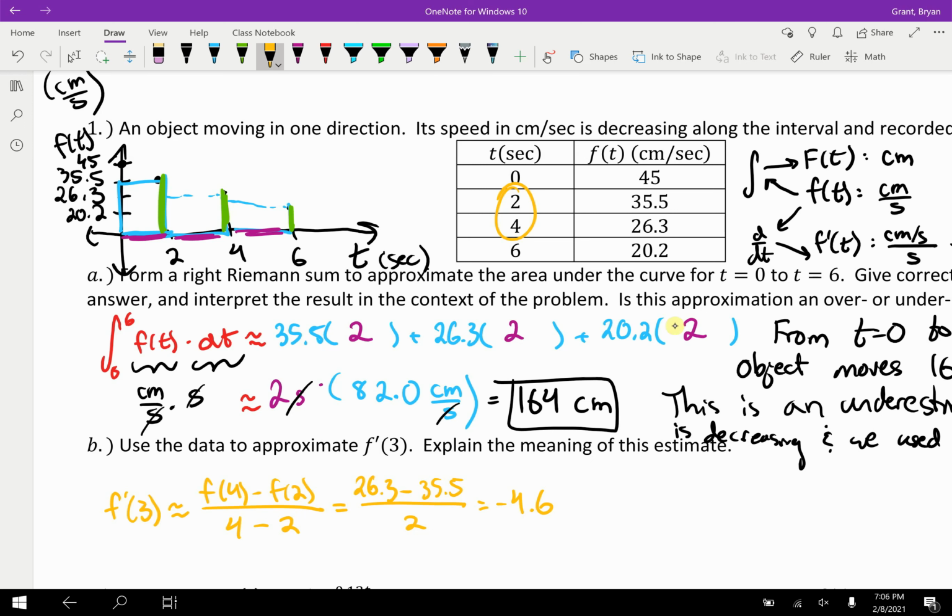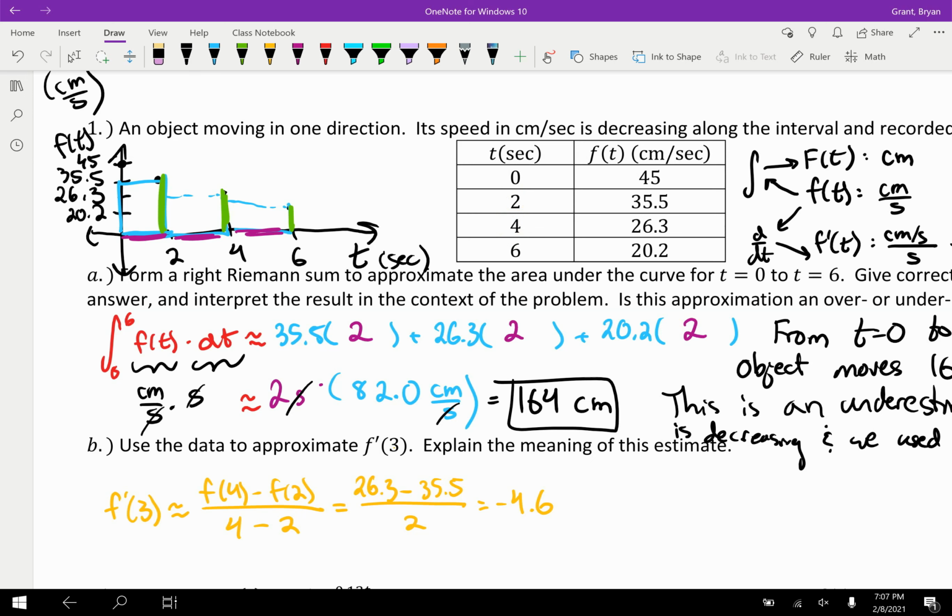Well, if they want you to approximate f prime of something from a table, you pick the two closest time values or input values to 3. Now, this could be 2 and 5. 3 does not have to be exactly in the middle, but you are required to pick the closest value lower than 3, that's 2, and the closest value higher than 3, in this case, that's 4. It's nice that 3 ends up in the middle, but that doesn't really matter. Again, it could have been 2 and 5, and they still would have had you use this approximation.